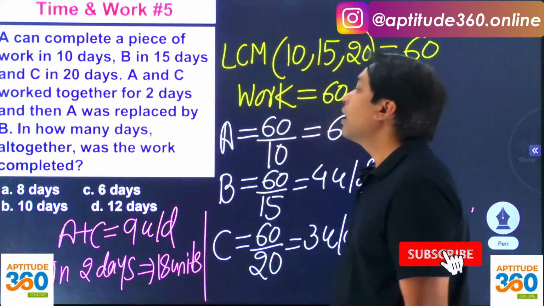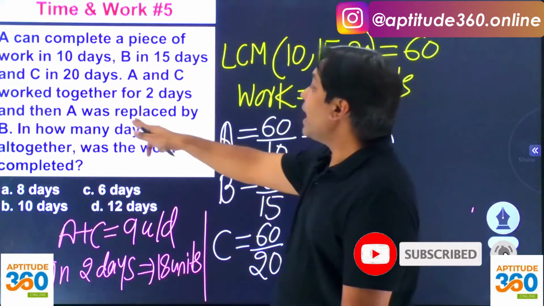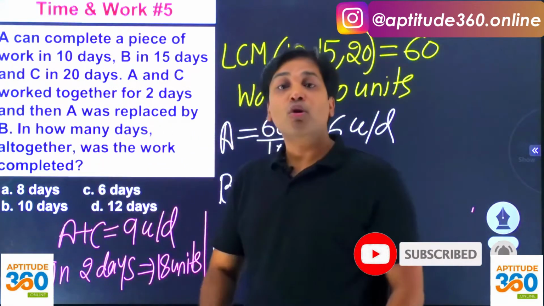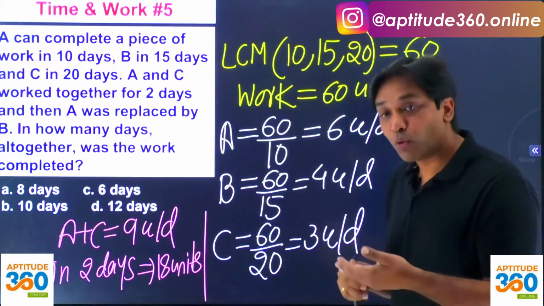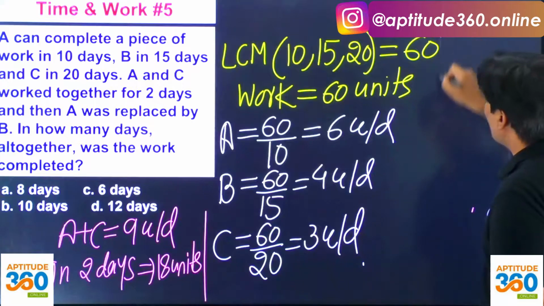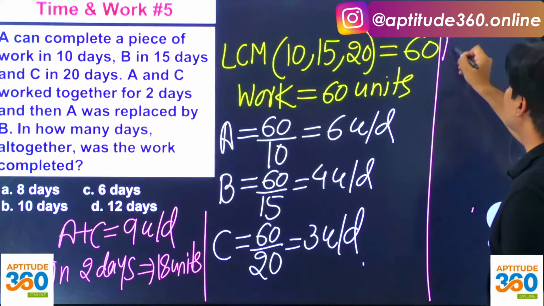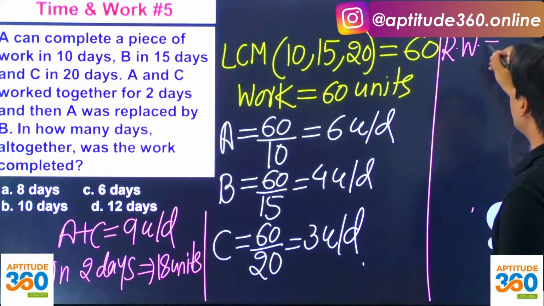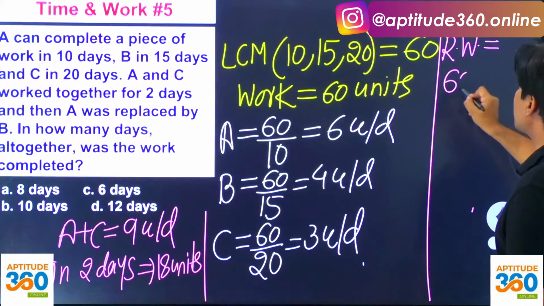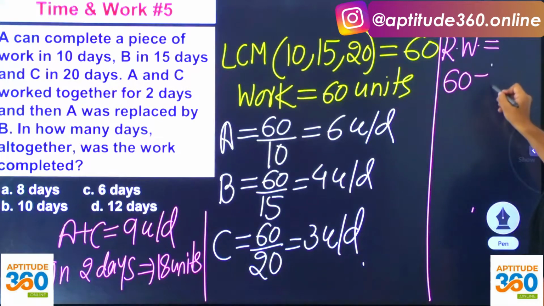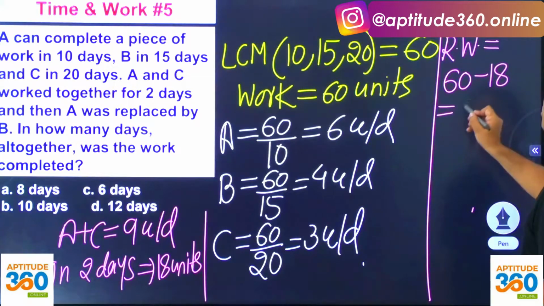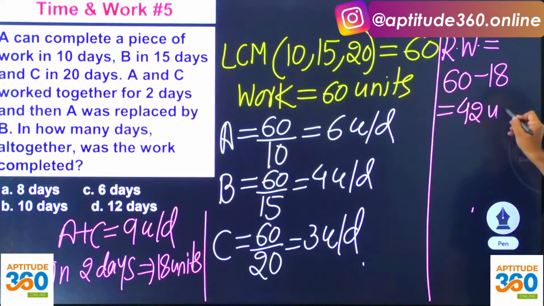Now, अब वो प्रॉब्लम बोलता है कि now A was replaced by B. So A and C are not working. Now B and C are working. So first of all, we should be finding out what is going to be the remaining work. What is the remaining work? So we took 60 units as the entire work. A and C collectively did 18 units in 2 days. So the units that we are left with is 42 units.